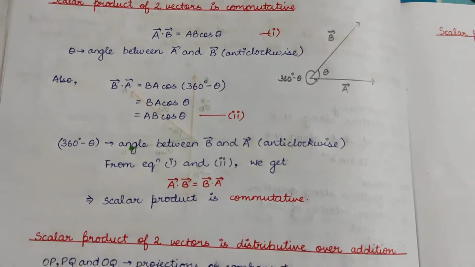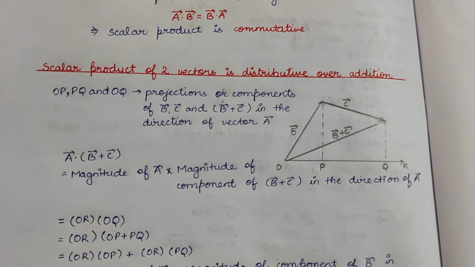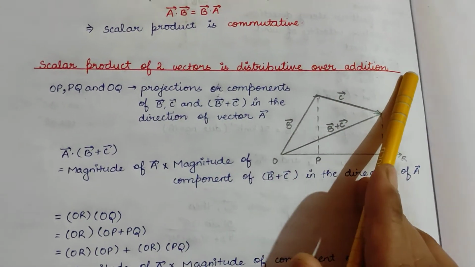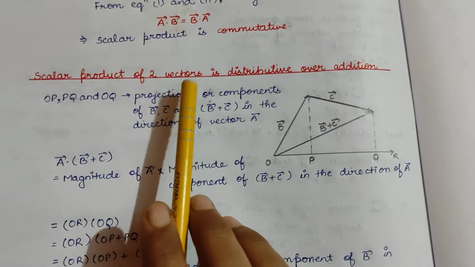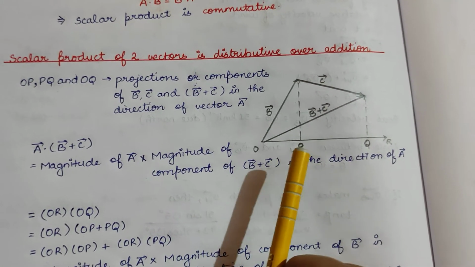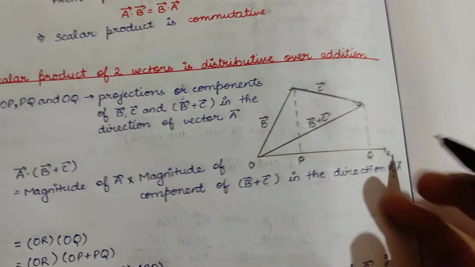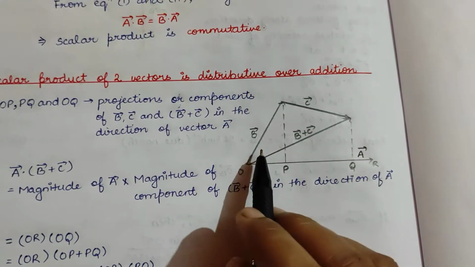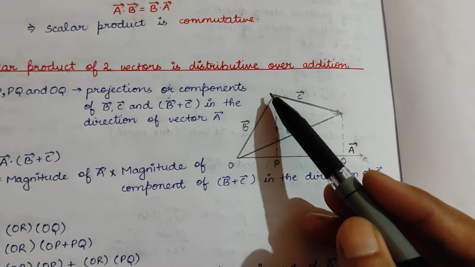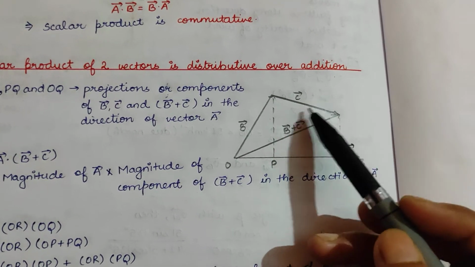The next property which I have told you in scalar product is that scalar product of two vectors is distributive over addition. For proving this, we will draw a diagram. In this we have three vectors. OR is vector A, this is vector B, and this is showing us vector C.